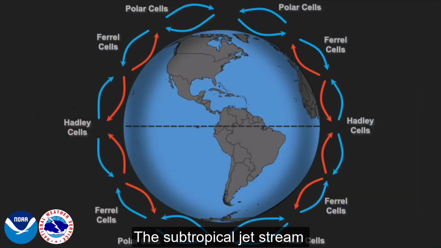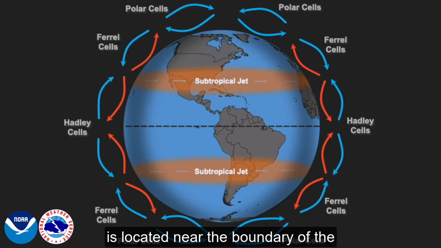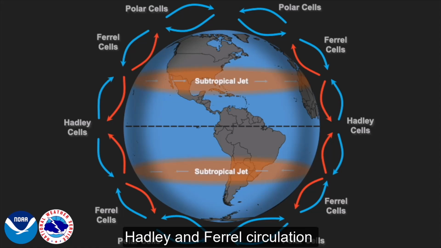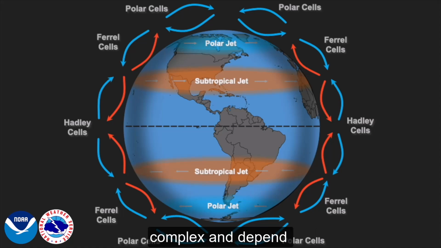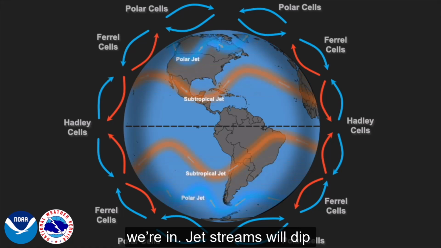The subtropical jet stream is located near the boundary of the Hadley and Ferrel circulation cells, while the polar jet stream is located near the boundary of the Ferrel and polar circulation cells. But the actual location of jet streams can be more complex and depend on locations of high and low pressure systems, hot and cold air, and what season we're in. Jet streams will dip and rise in altitude, split at times, and even disappear and reappear elsewhere.